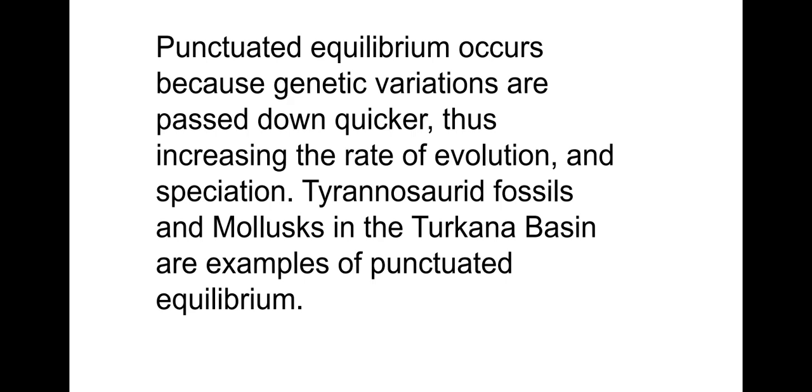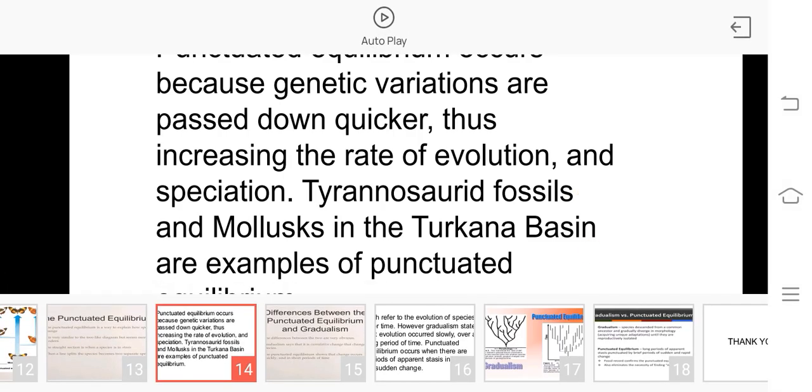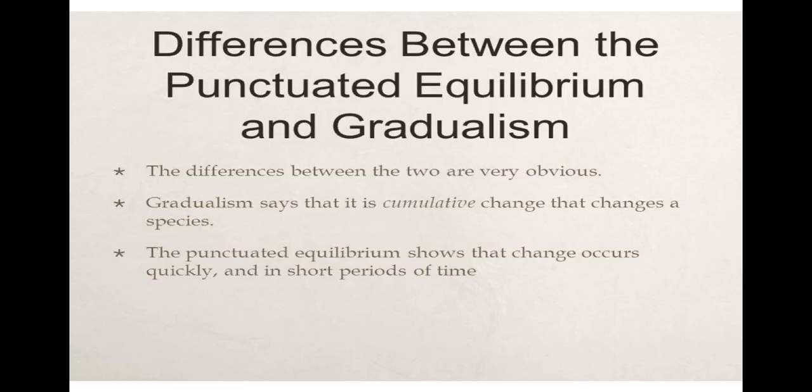Tyrannosaurid fossils and mollusks in the Turkana Basin are examples of punctuated equilibrium. Differences between the punctuated equilibrium and gradualism. The differences between the two are very obvious. Gradualism says that it is cumulative change that changes a species. The punctuated equilibrium shows that changes occur quickly and in short periods of time.